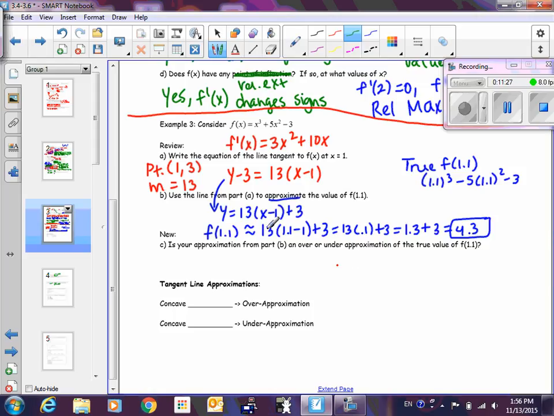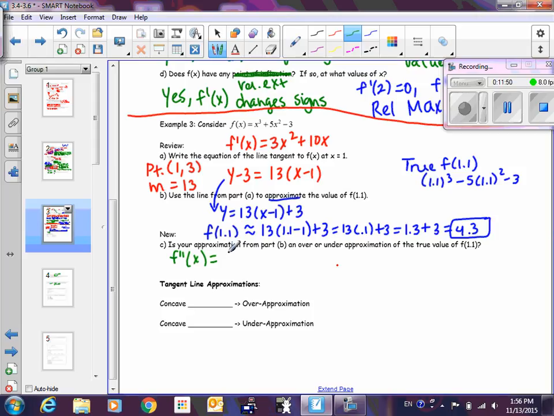All right, now something new I haven't asked you yet: is our approximation over or under? Why do you say that? What? You have a 50-50 chance. So I'm going to say this has to do with concavity. So just follow me here and I'm going to explain it as we go.